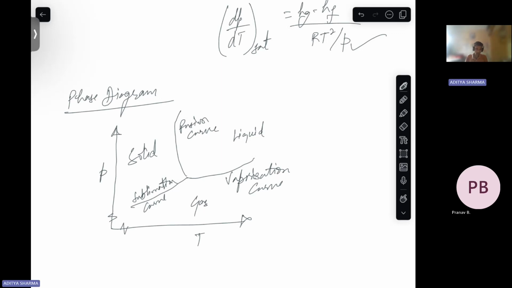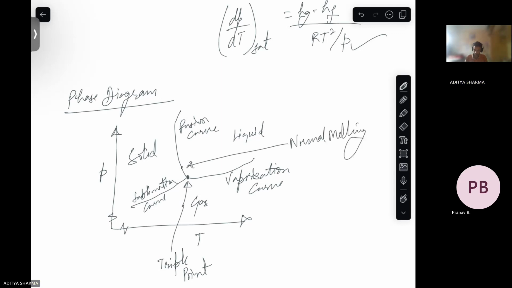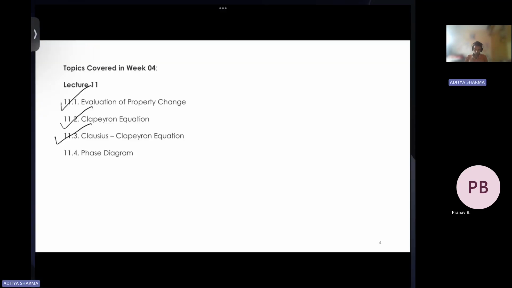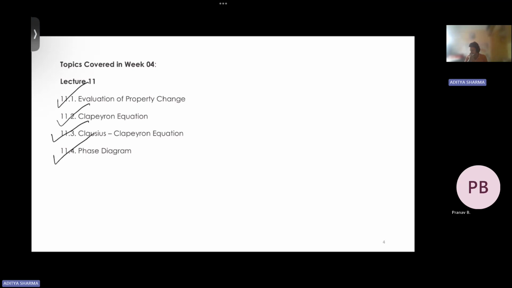So this is your phase diagram. Then we have two points. This point is your triple point, where all three phases coexist. And then this is your normal melting point. So this is your phase diagram. The discussion on how the transitions take place has been done in the lectures. So this was your discussion on the topics that we have covered in this week's lectures.